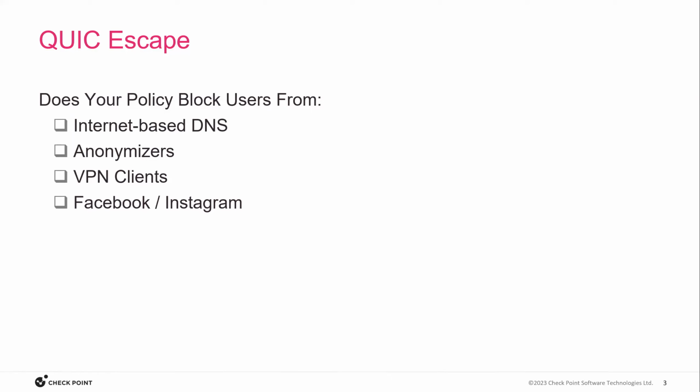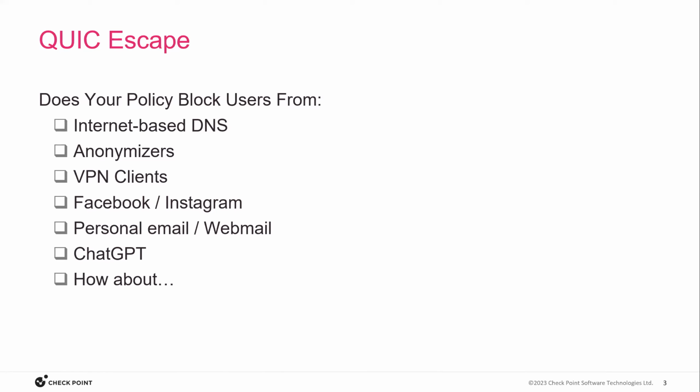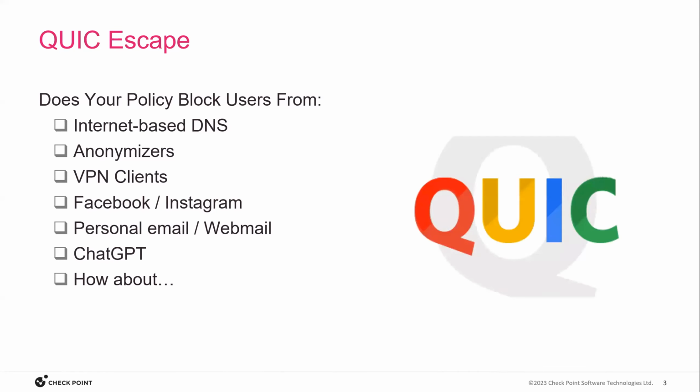I'm going to use Facebook and Instagram explicitly here, but let's just say, in general, any social media sites, personal email, webmail, other SaaS services. So far, most people are probably saying yes, we block these things. How about ChatGPT? This is really what has brought a lot of this conversation to the forefront lately, talking about controlling ChatGPT access. So maybe you're blocking all of these things, but how about QUIC?